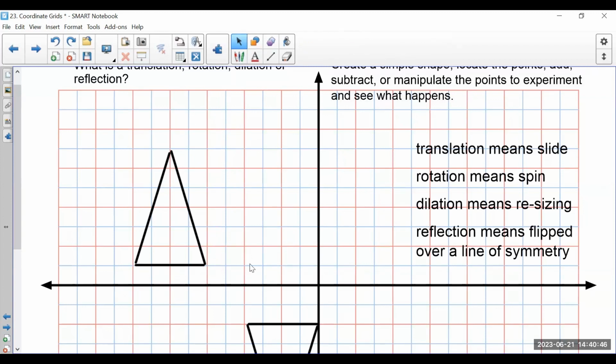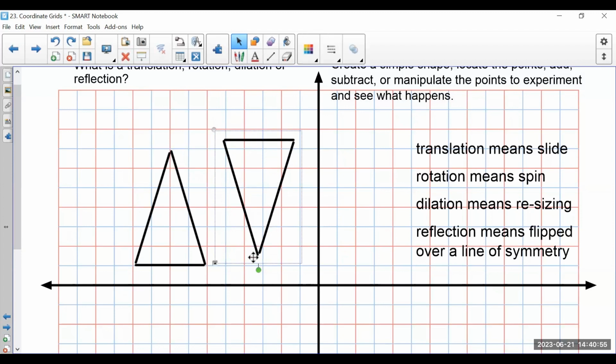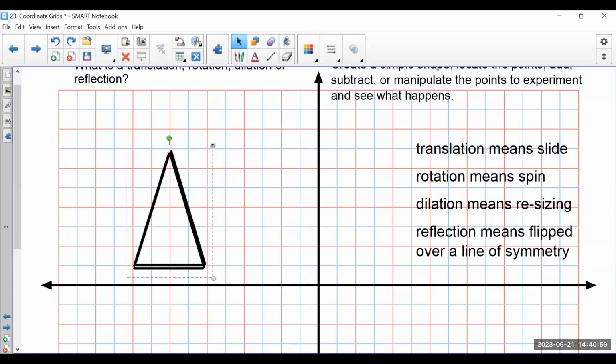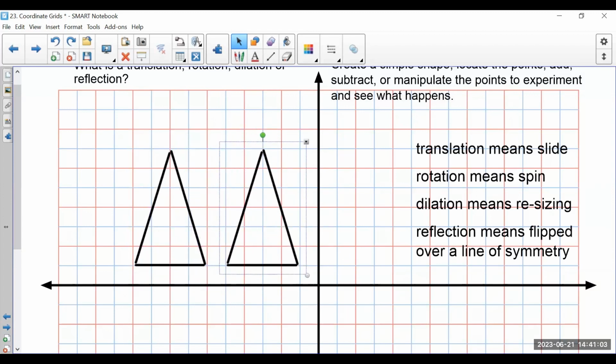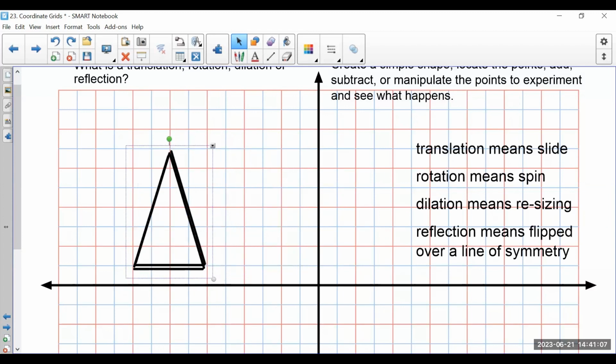Okay. I have two triangles here. They are the same triangle. One is upside down. And I can click on them and I can spin them around and I can do all sorts of fun things with them. So notice they are exactly the same size. So we are going to talk about, first of all, what is a translation? A translation is a shape that is slid to another location.